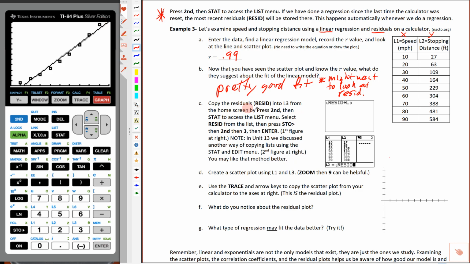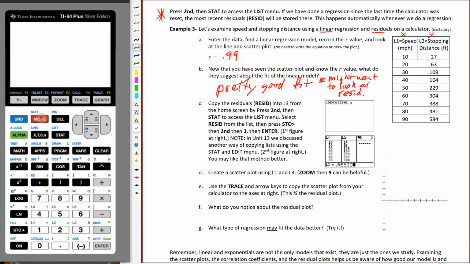So here's what we're going to do. It says copy the residuals, the resid list, into L3 from the home screen by pressing second and then stat to access the list menu. So here's what we're going to do. We're going to go back here, and remember, if I hit second and stat, it's got that residual list in there. So I'm going to do this from the home screen. There's a couple different ways to do this. So we're going to do this, the residual list into L3.